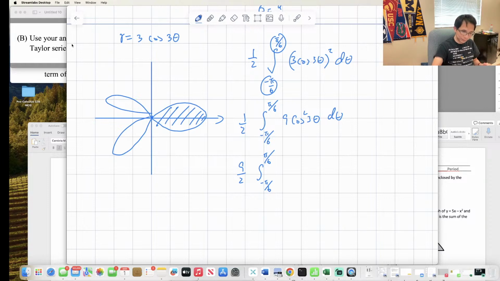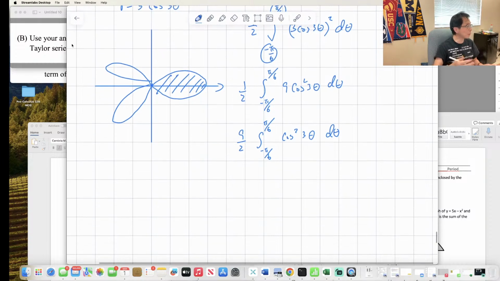Okay, Jerry, you following? Yes. Okay, cosine squared 3 theta d theta. Now, when you get here, how are you supposed to integrate something squared? This is going to be on your math competition tomorrow. How do you integrate sine squared or cosine squared? Power reducing. So how do I apply power reducing? Power reducing says what? Sine squared theta is equal to what? And cosine squared theta, so we care about this one.